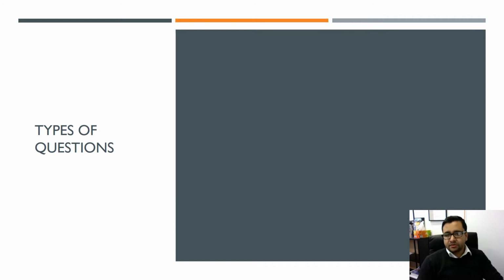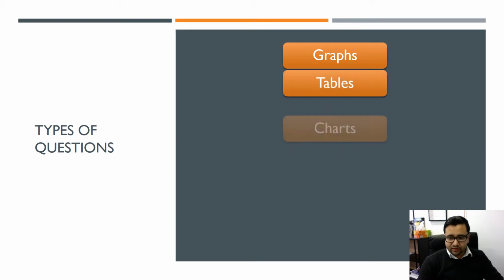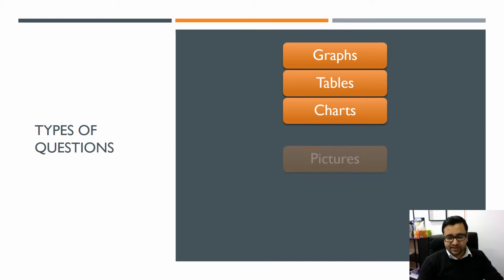There are several types of questions you can expect to get in this section. The most common types are graphs. In graphs, you might get a line graph, a pie chart, a bar diagram, or other types of graphs. Then you also get some tables. Sometimes you might get charts, which will be some life cycle, recycling, how to prepare coffee, or questions like that.